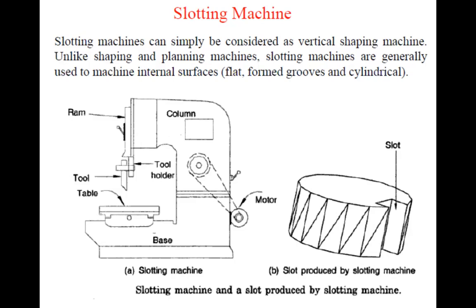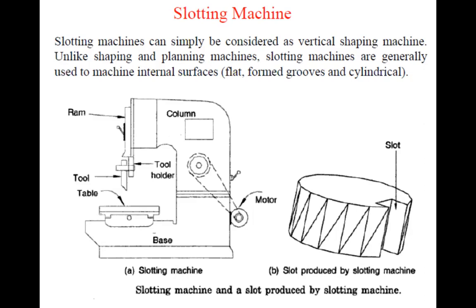The vertical shaper machine and the slotting machine are the same. A slotting machine can simply be considered a vertical shaping machine. Unlike shaping and planing machines, the slotting machine is generally used for internal surfaces. Normally we use shapers for external flat surfaces. Internal surfaces are also possible on a shaper, but mostly for internal surfaces we use the slotting machine.